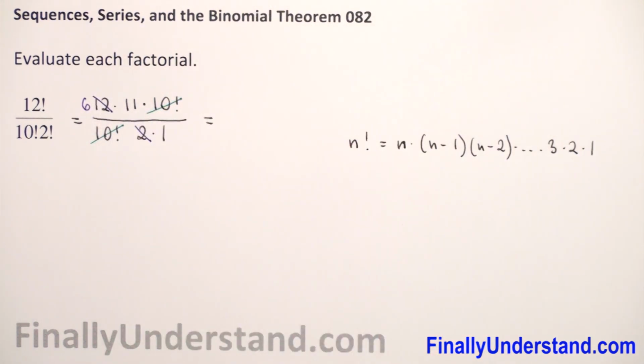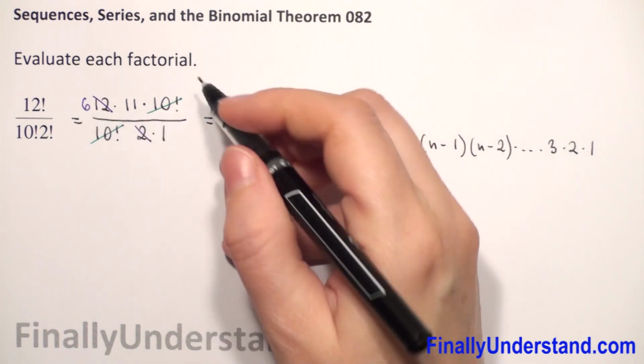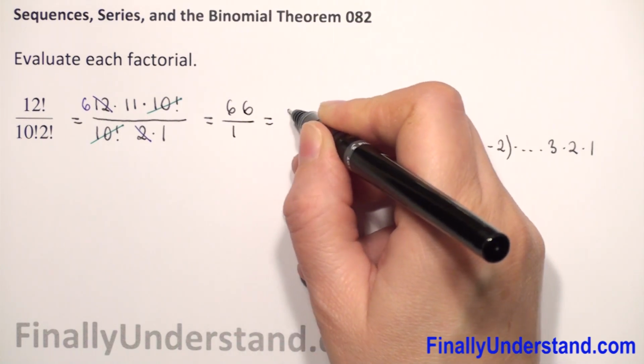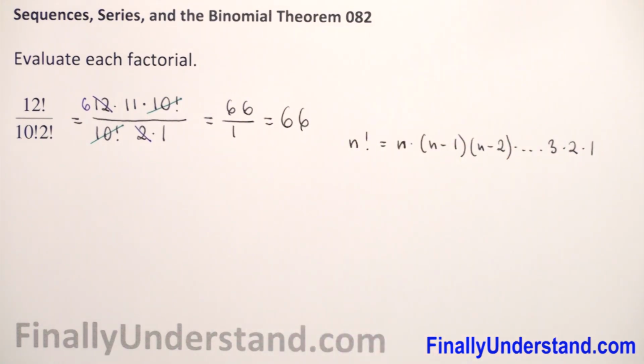So now we only multiply 6 times 11, which is 66 over 1. So this is 66. This is my solution.